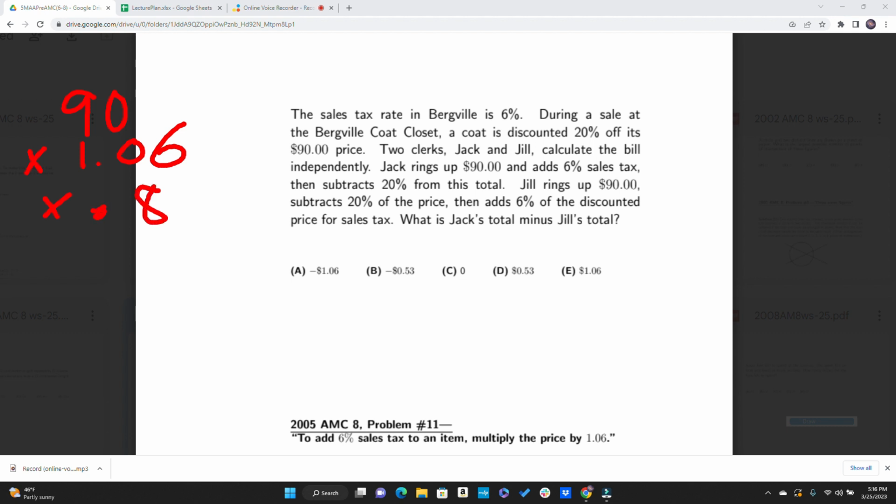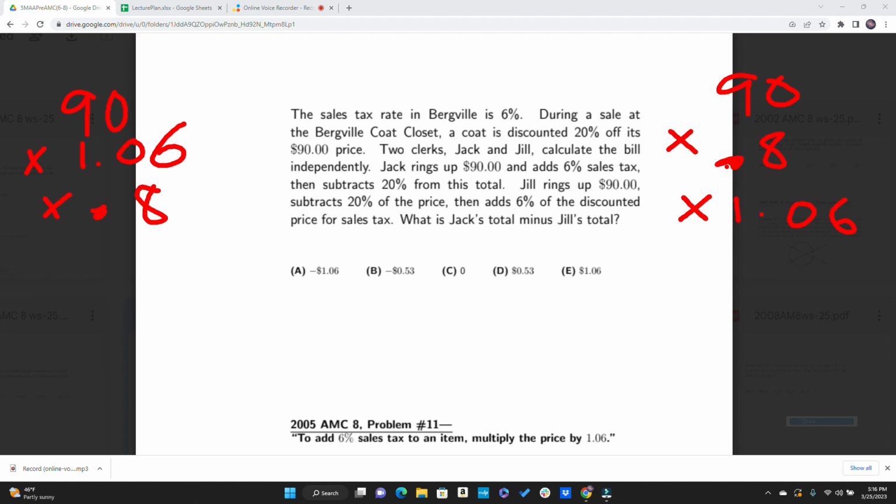Okay, what about Jill? Jill's going to start with the $90. And then she's going to subtract 20%. So she's going to end up with 80%, multiplying it by 0.8. Right, that'll give us 80%. Then she'll add the 6% sales tax. So she'll multiply it by 1.06. That'll give us the 6% sales tax.